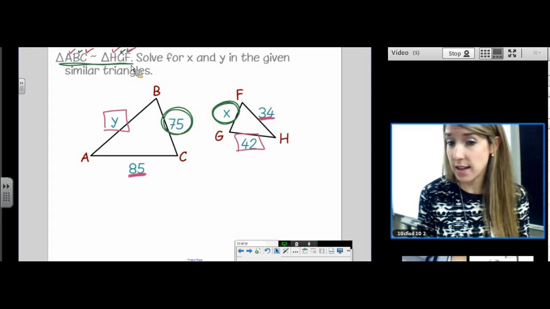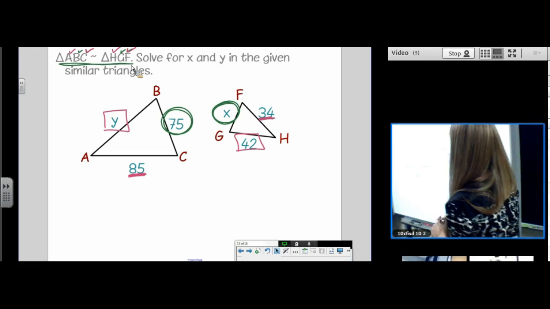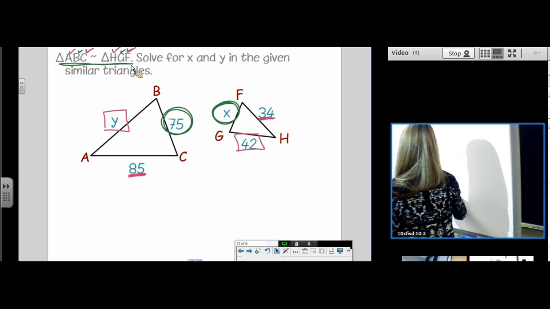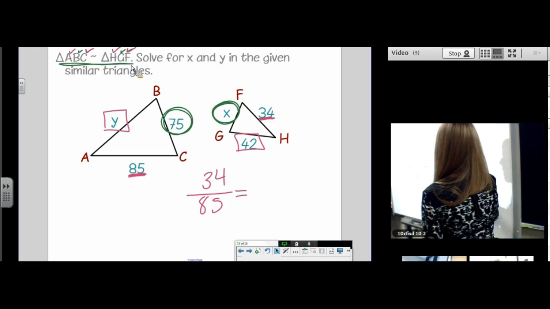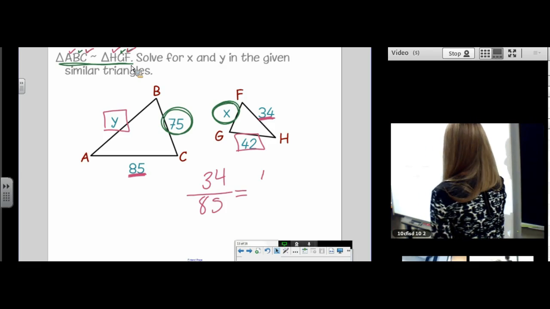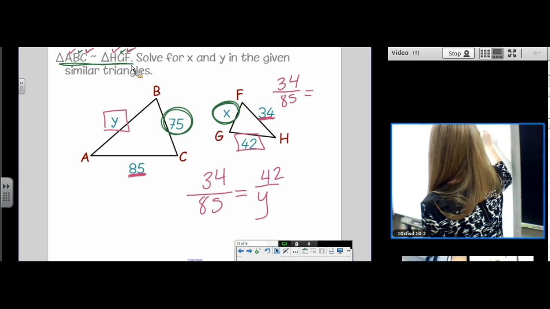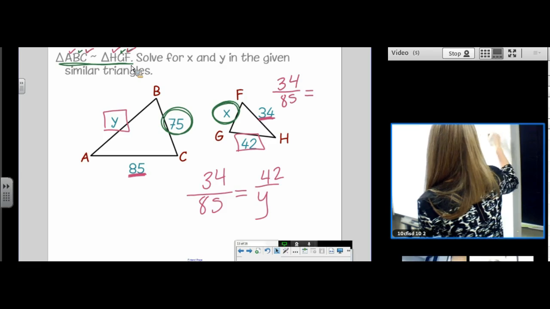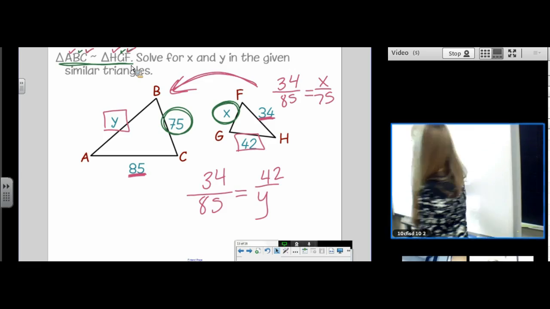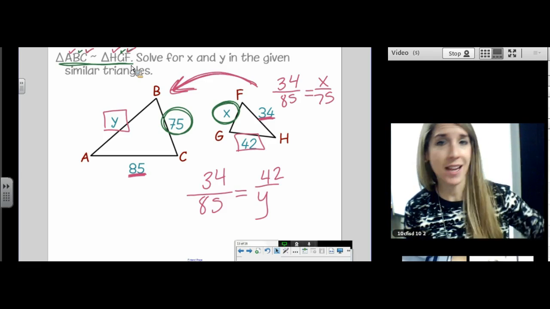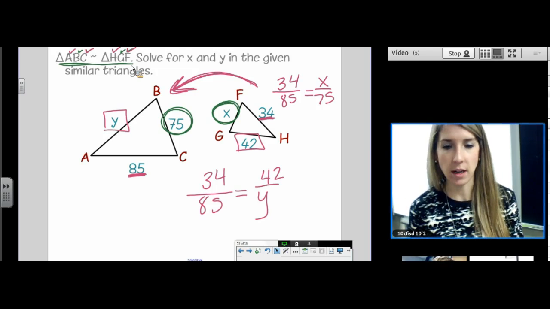Okay, Johan, you don't necessarily need a scale factor, although you could use a scale factor. You can just set up a proportion. So I would say 34 is to 85 as, and then I'll do 42 is to Y. And then you can use that one again. 34 is to 85 as X is to 75. Make sure if you're going to travel this way that you travel that way every time. I just do second over first every time so that I can be consistent. Second over first, second over first, second over first.